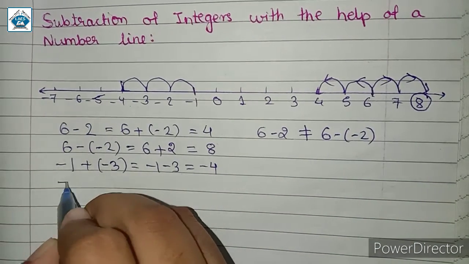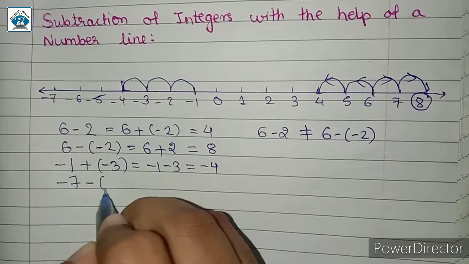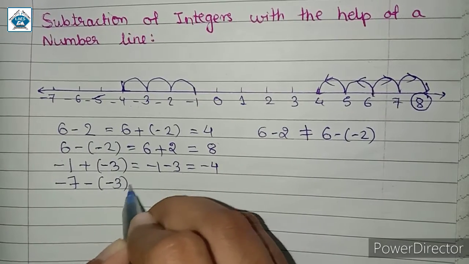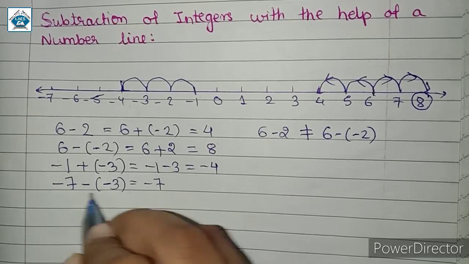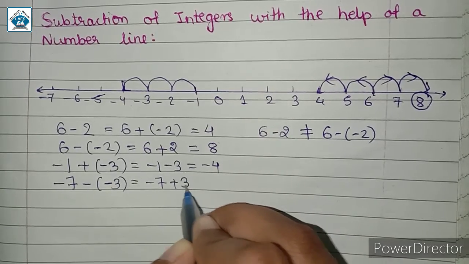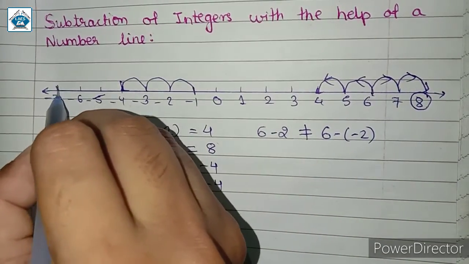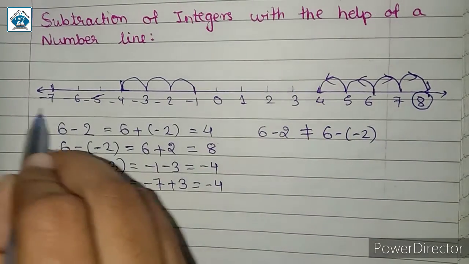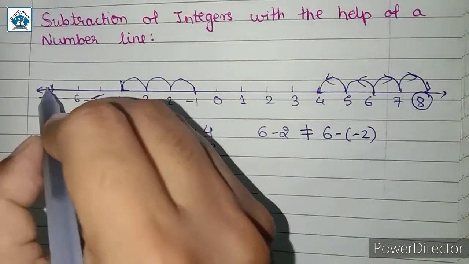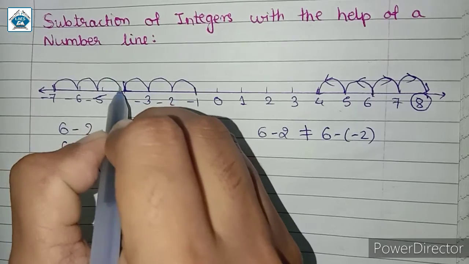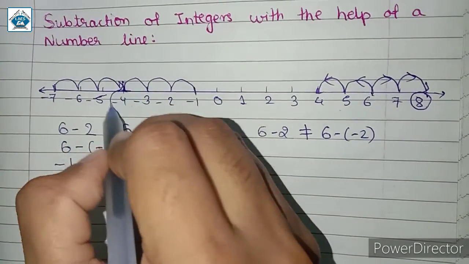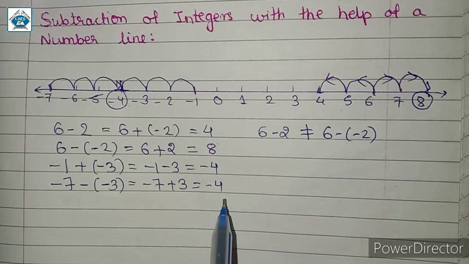And if it is minus 7 minus minus 3, then this is equal to minus 7, minus into minus we get plus, which is equal to minus 4. यहाँ पे भी हम देख सकते हैं minus 7 है, plus 3 means we will go towards the right. So here 1, 2, 3 units towards the right, then the answer is equal to minus 4.